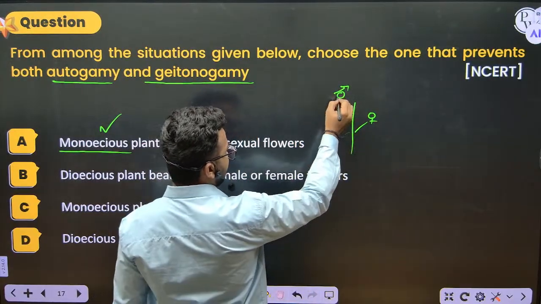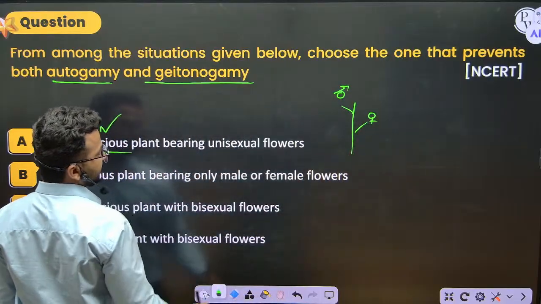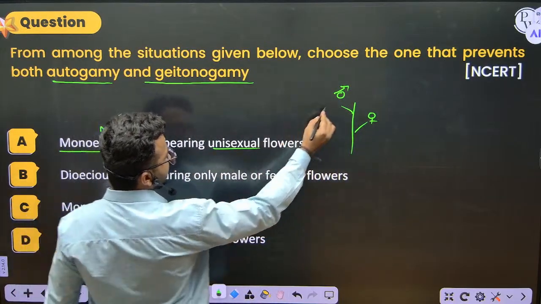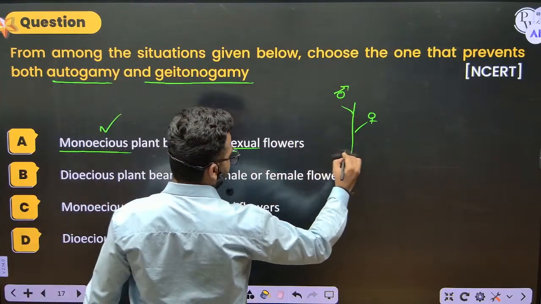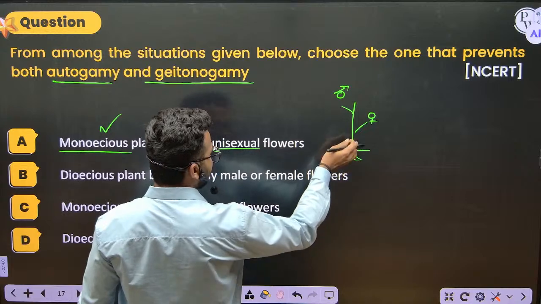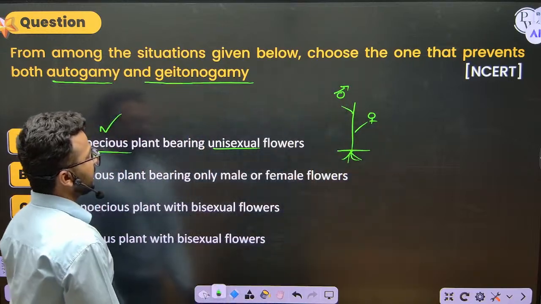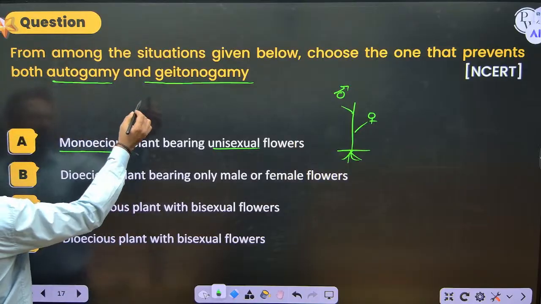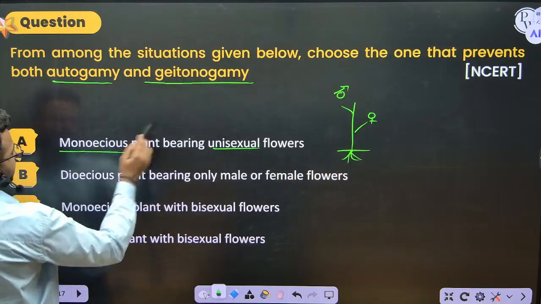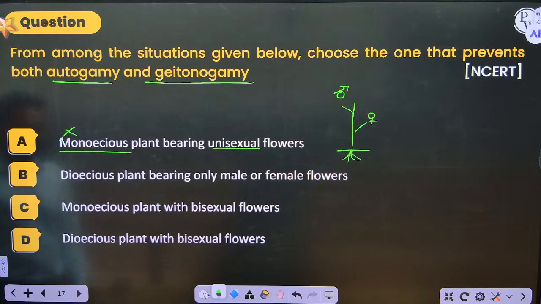If this is a male flower, this is a female flower. Unisexual flower is nothing but male flower is there, female flower is there within the same plant. Within the same plant means geitonogamy will take place, but there is no chance of cross pollination. Geitonogamy takes place, that's why it is not possible.